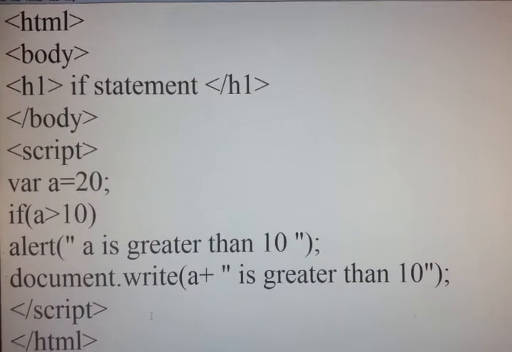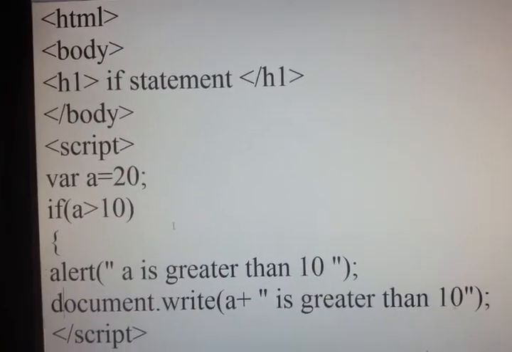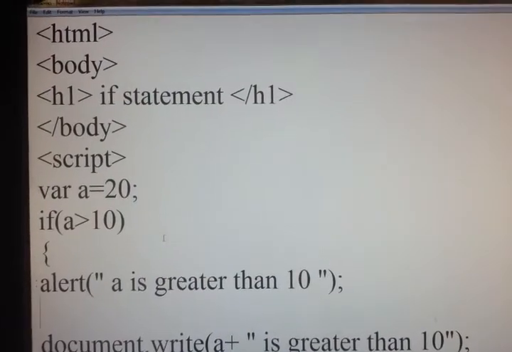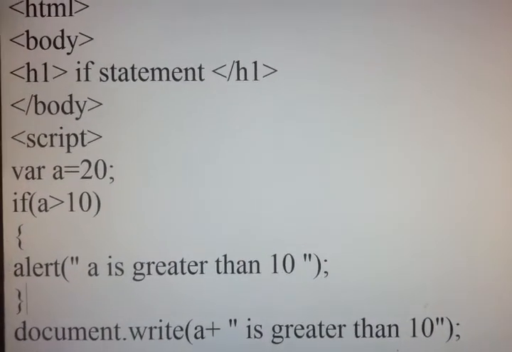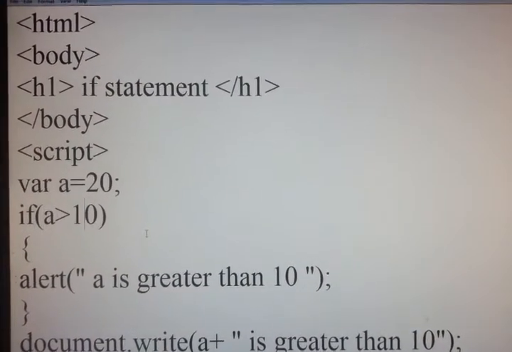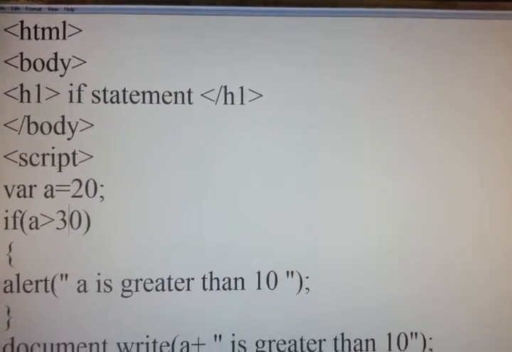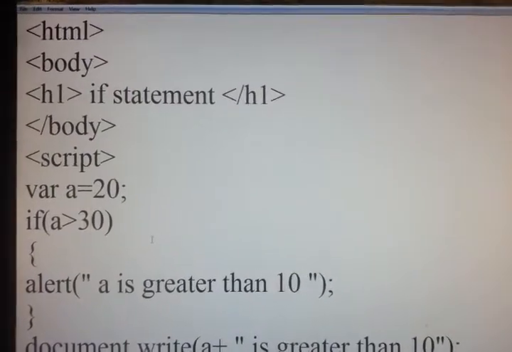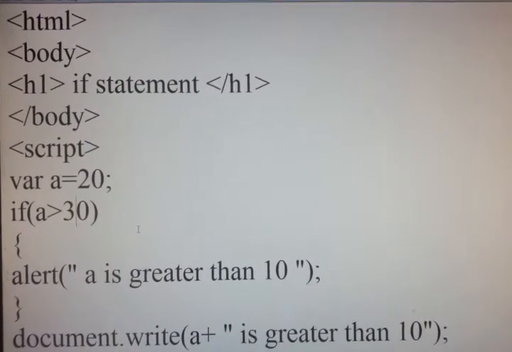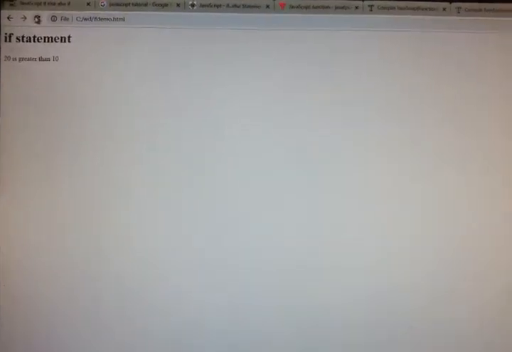Now we'll see the difference, a simple difference. If I write here a flower bracket, and if I end my flower bracket, here I will change my code. A is greater than 30, I will write. Control S, save. Then we'll just compile it. Something happened.